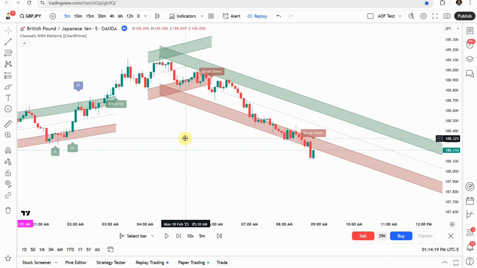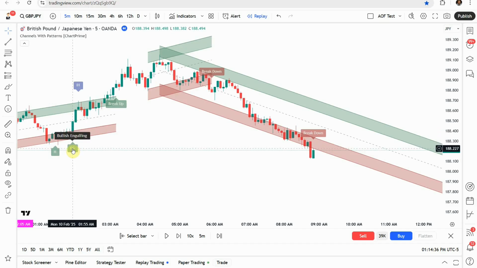In the source video, they said basically that these labels here that aren't the breakup or breakdown basically are identifying different candlestick patterns. And so you see, if I hover over this tag right here, you can see it says hammer. So this is going to be a hammer candle. If I hover over this one, it's a bullish engulfing. If I hover over this one, it's an inverted hammer.